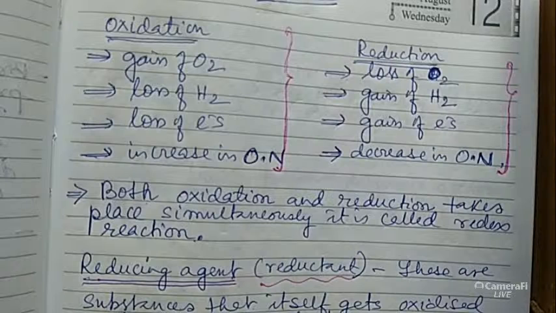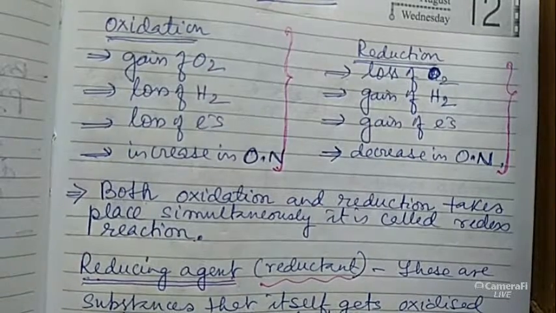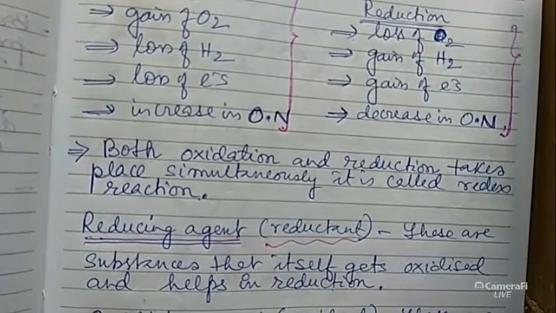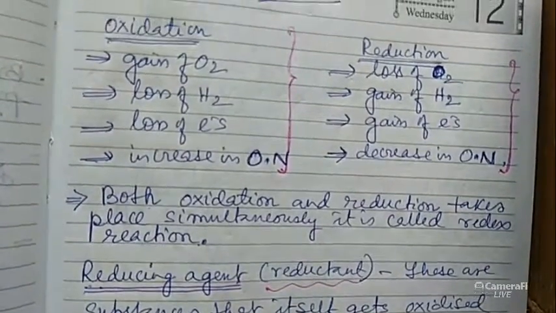Good morning, children. We are back with the same chapter, electrochemistry. I would just like to revise the portion that we need to discuss today. The first part of the chapter we would like to discuss is oxidation.